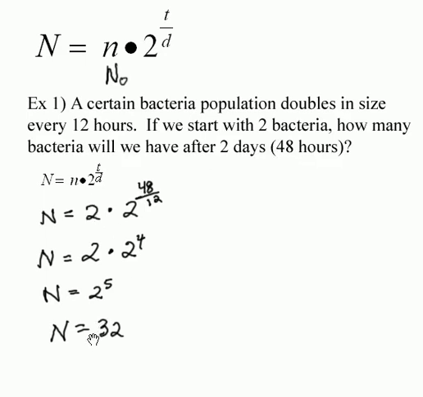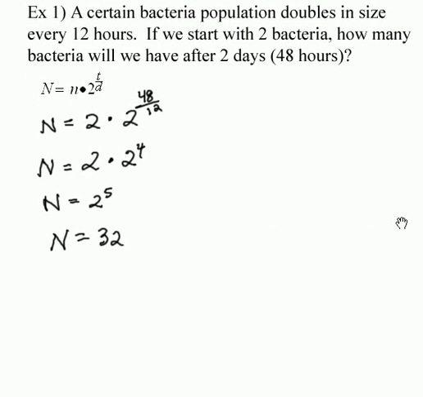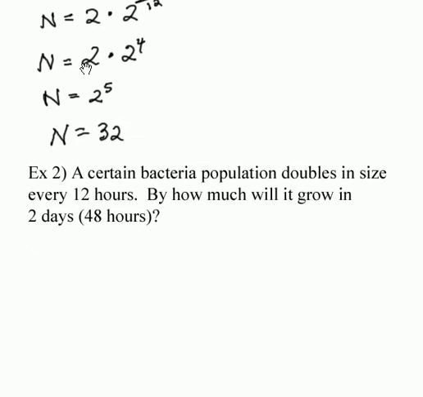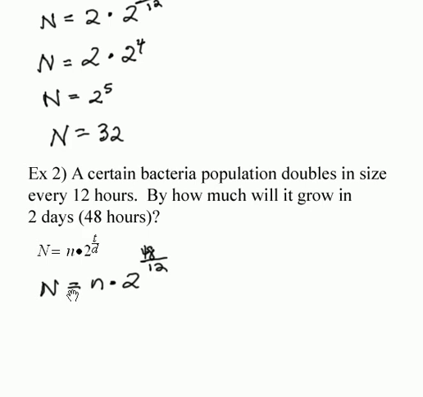Alright, in our next example, again, we have the same kind of bacteria that doubles every 12 hours, and they want to know by how much will it grow in those 2 days or 48-hour period. So we can see here we went from 2 to 32, and 32 is 16 times more than 2. Let's see if that's true in general. So we start with our formula. Final amount equals the initial amount times 2 to the 48 hours, how long we're letting it grow, divided by 12 hours, how long it takes to double.